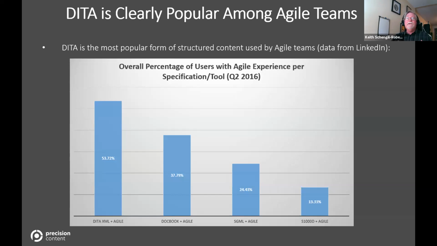Another cool thing here is that DITA is clearly popular among Agile teams, as I've basically already hinted at. It's the most popular form of structured content used by Agile teams, and this information, sadly, is a bit dated.